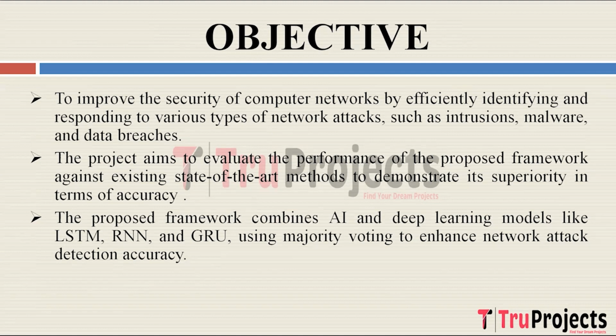The project's framework is designed to combine the power of artificial intelligence and deep learning models such as LSTM, RNN, and GRU. These models work in synergy, and the ensemble method, particularly majority voting, is used to enhance the accuracy of network attack detection. This approach provides a robust solution for network security.